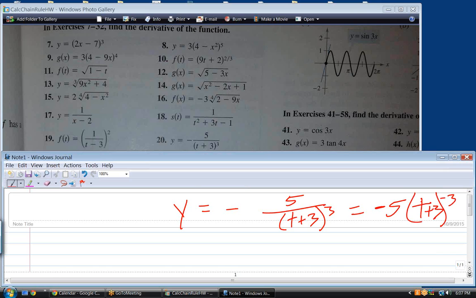Now what? You first find the derivative of the outside. Always start with that exponent, multiply it by the coefficient. So it's 15, and then in parentheses t plus 3, and then outside the parentheses to the negative 4th power. And then after that you find the derivative of the inside, which is just 1. Okay, so that's our answer.